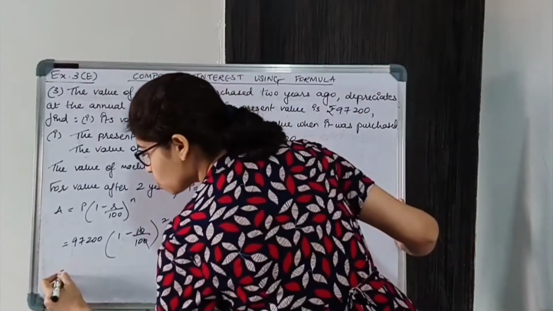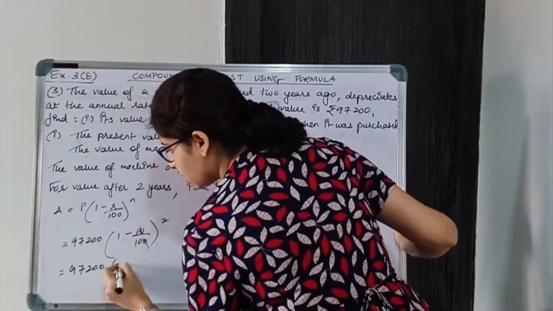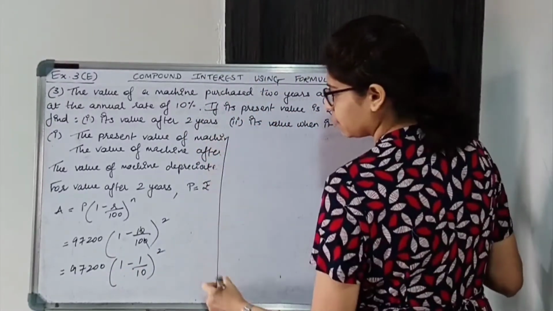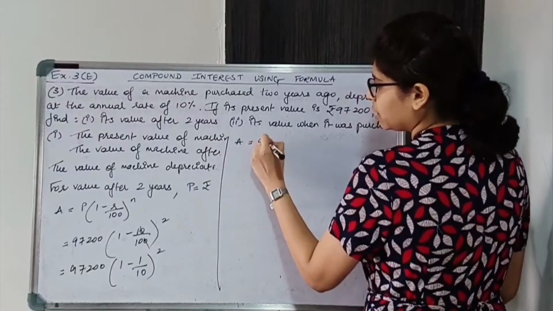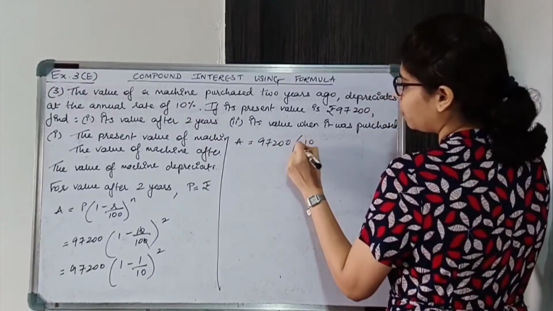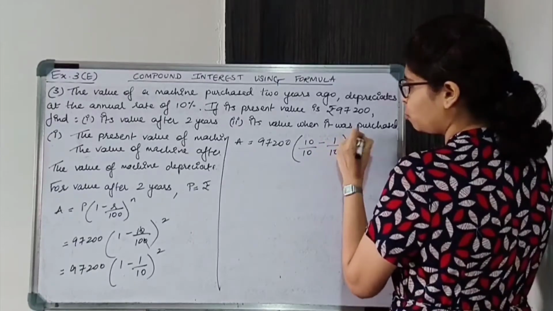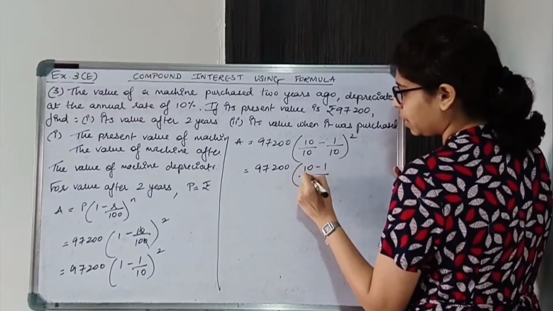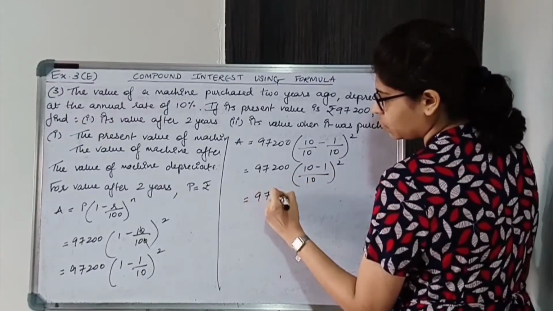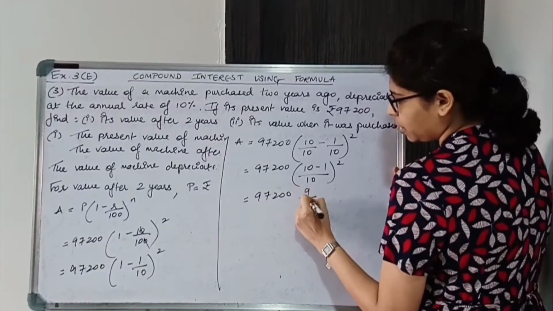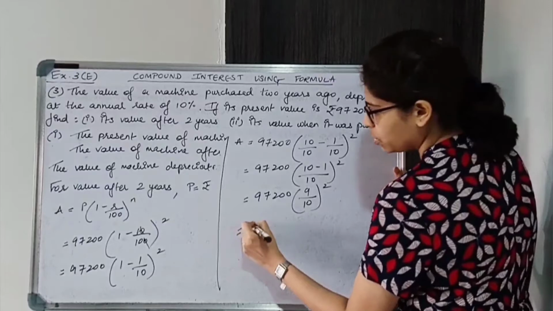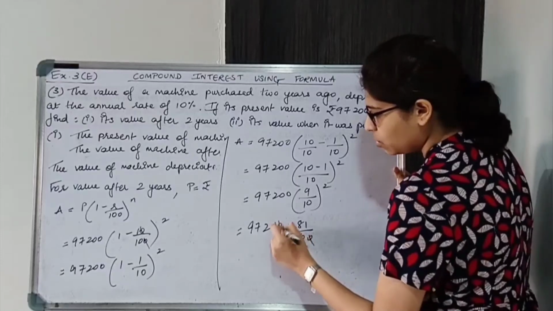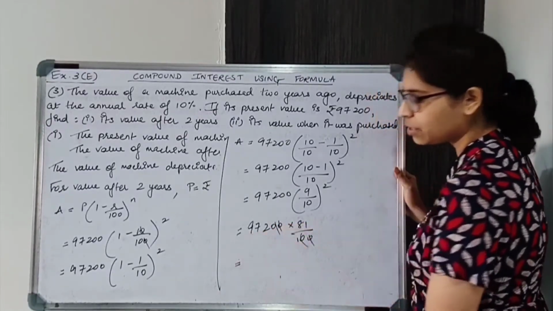So A is equal to 97,200 into 1 minus 1 upon 10 raised to 2. We'll take LCM and solve. So 97200 into 10 upon 10 minus 1 upon 10 raised to 2, which is 97200 into 10 minus 1 upon 10 raised to 2. That gives 97200 into 9 upon 10 raised to 2, which gives 97200 into 81 upon 100. Zeros will get cancelled, so we'll get 972 into 81.